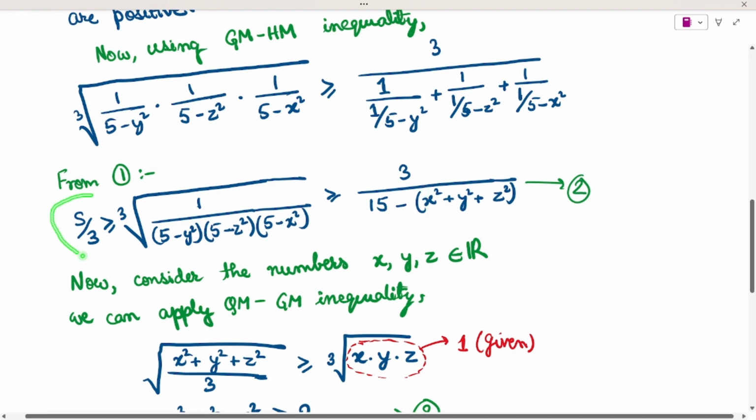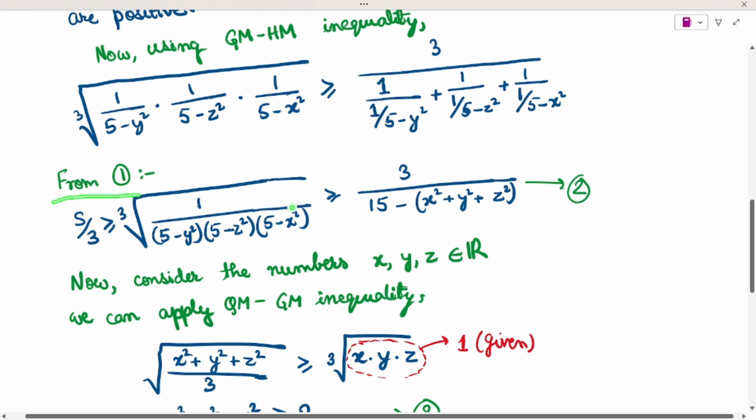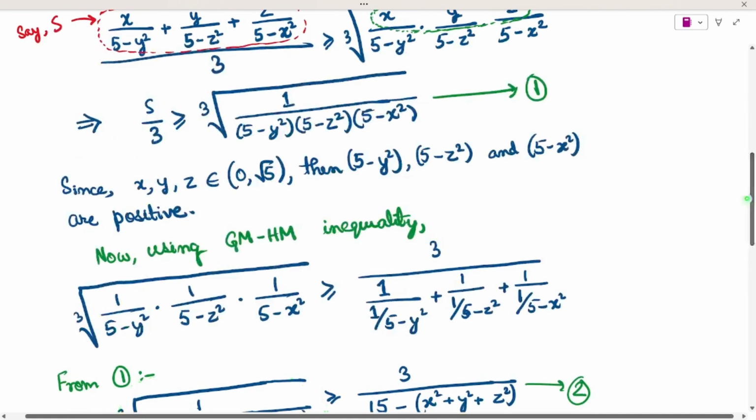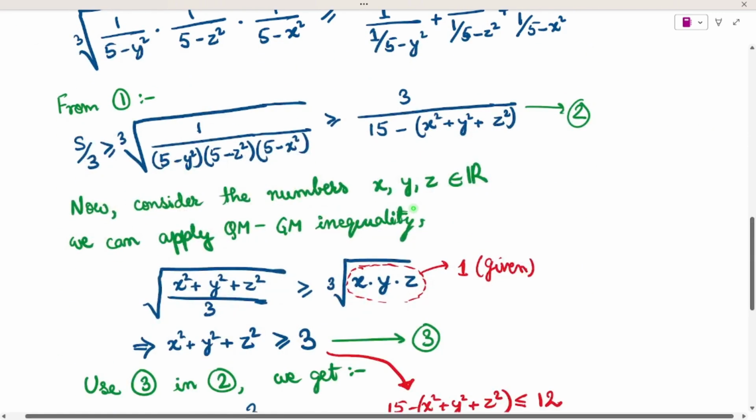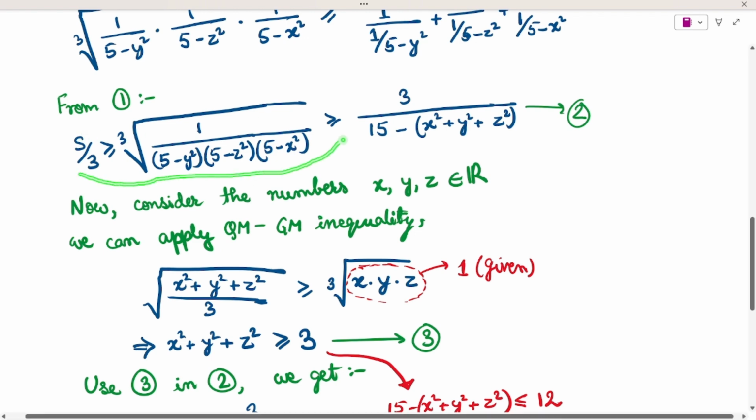Now, where did this thing come from, right? This thing actually came, see, it is written that it came from equation 1, because this entire thing, as we already wrote, is less than s by 3. See, we already wrote in equation 1, right? So this thing came from here, from equation 1. So s by 3 is greater than this thing. So obviously s by 3 is also greater than this thing, right?